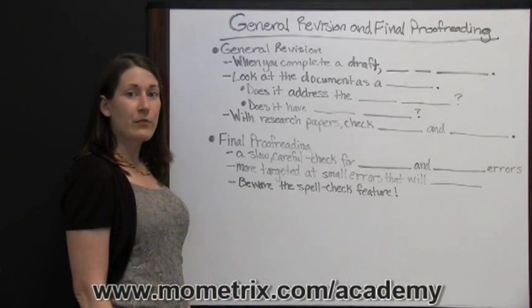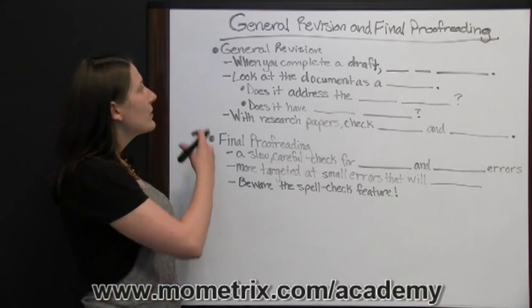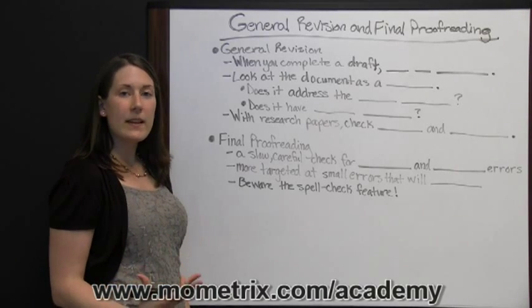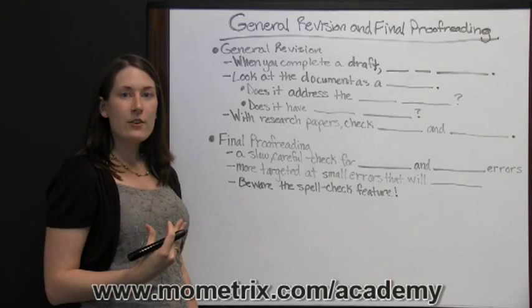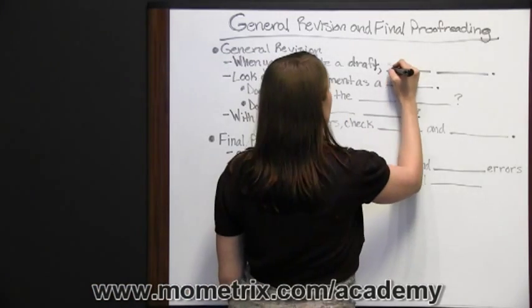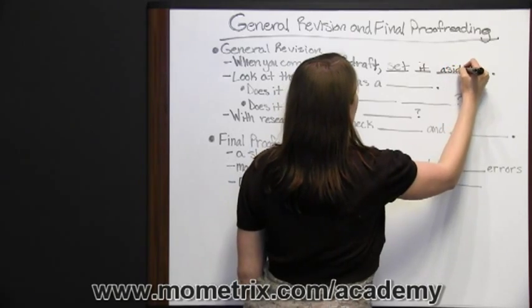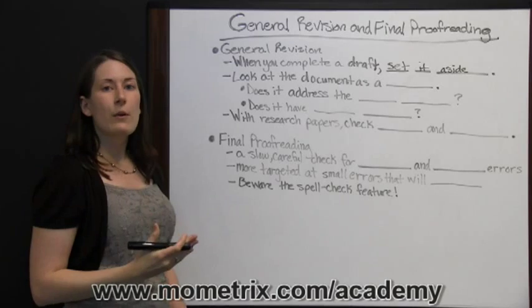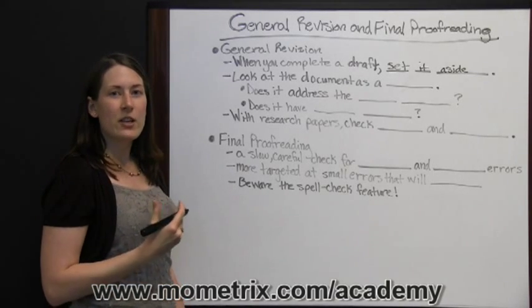General revision and proofreading. After you're done composing your paper, you want to work on general revision and final proofreading before you're completely done with it. So with general revision, once you've completed your draft, you want to set it aside. Now you may not always be able to do this, but if you can, you should, because you're going to be the best reviser if you can be detached and objective.